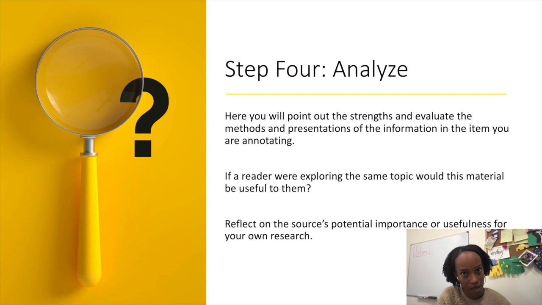Step 4, analyze. Okay. Now, here you will point out the strengths and evaluate the methods and presentations of the information in the item you are annotating. So this is where you really get into the meat and potatoes of letting the reader know how you evaluate this information. Was it clear? Did it help you further your research? Did it add more information to your research? If a reader were to explore the same topic, would this material be useful for them? Would you recommend this? Is this going to add depth to the topic that you are researching?